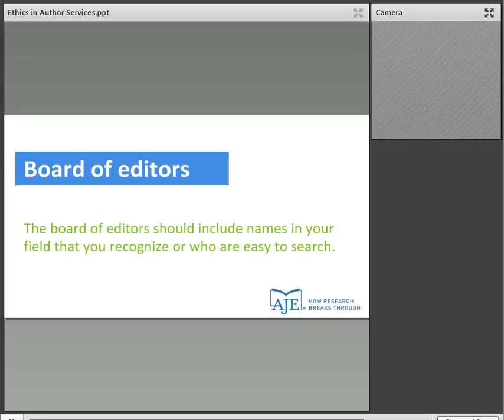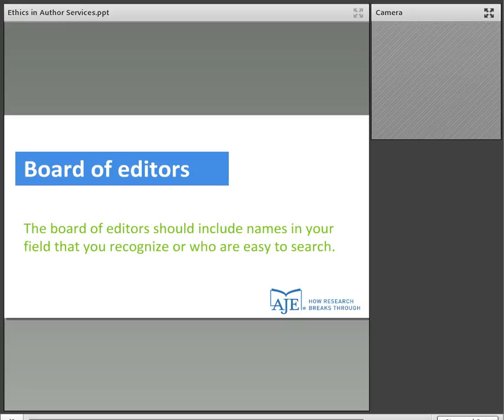This may be a little more obvious, the Board of Editors. If the journal's Board of Editors is full of people you don't recognize in your field, that's not a good sign. Do search their names, and you may find out that they are actually well-established scientists or researchers in their fields. It's just that they happen to be in a region where their work hasn't been heavily promoted. So take that into account.